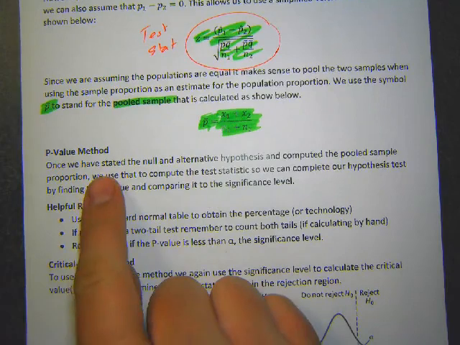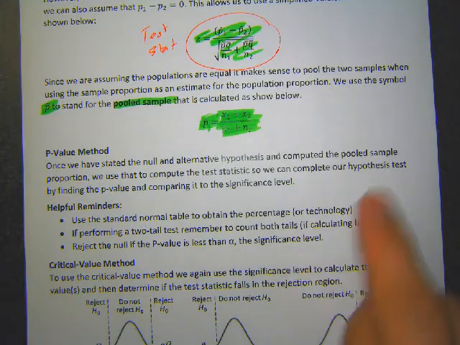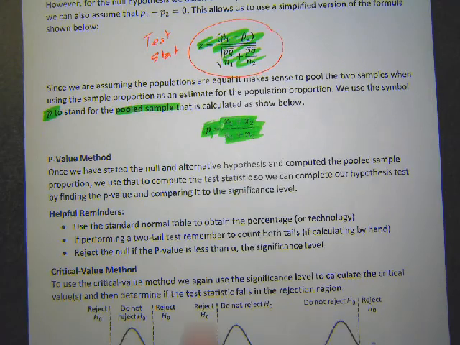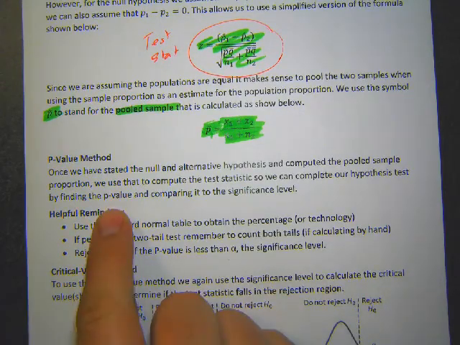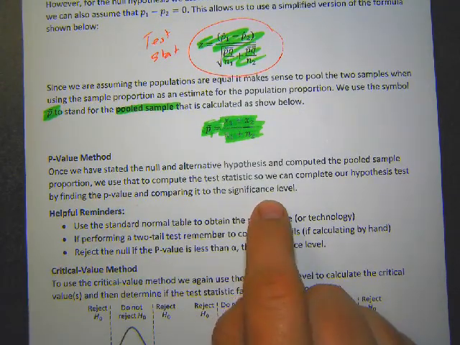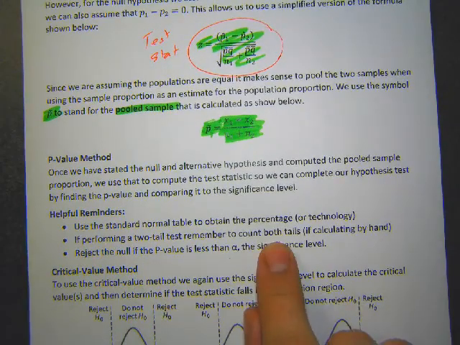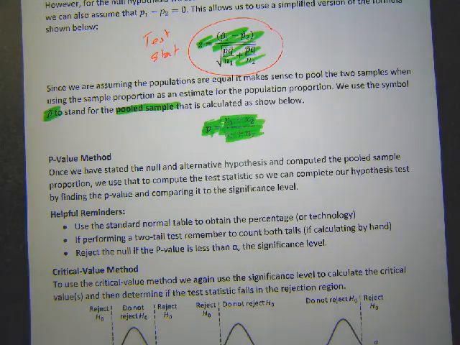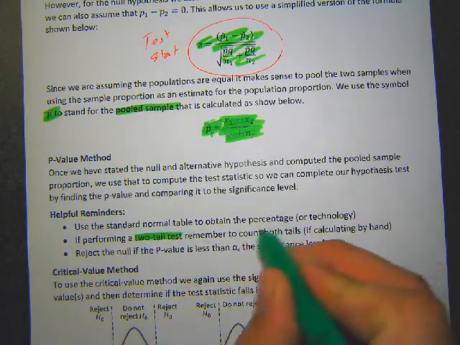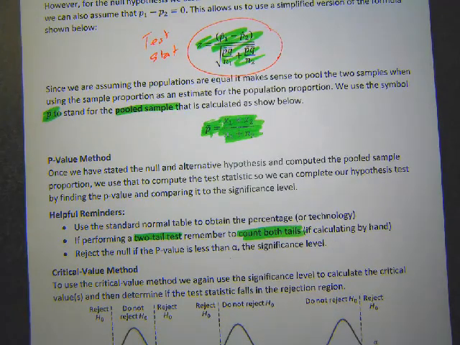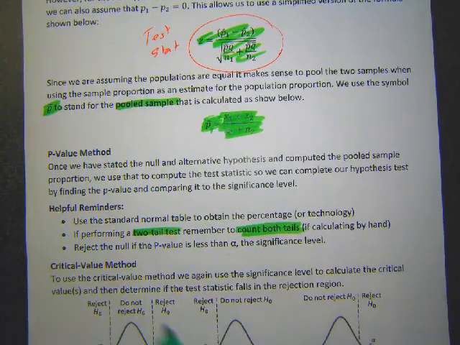Remember the p-value method: once you've got your null and alternative and you've figured out your pooled sample proportion and used that to get your test statistic, then we find the p-value and compare it with the significance level. Remember, if p is low, then the null must go. Remember to use the standard normal table, the z-scores table, or technology, which we'll probably just go with on this one because it's a lot easier. And if you're doing two-tailed tests, remember to count both tails if you calculate by hand. That's a big one here. Remember the two-tailed test, count both tails. If you use technology, it should do that for you.